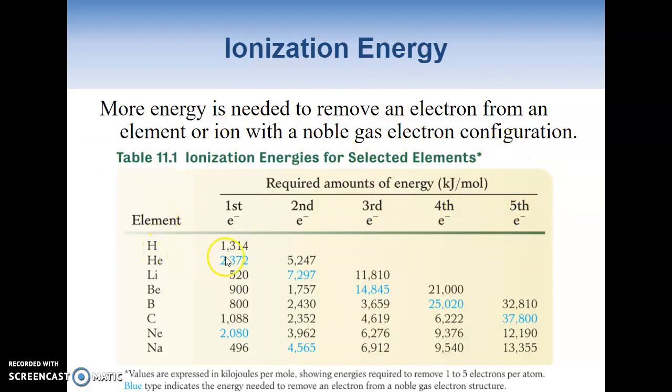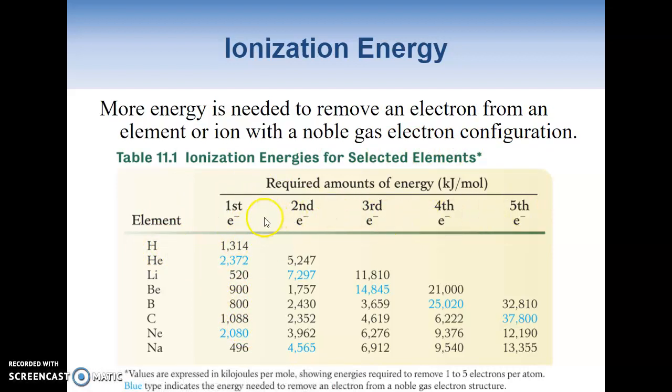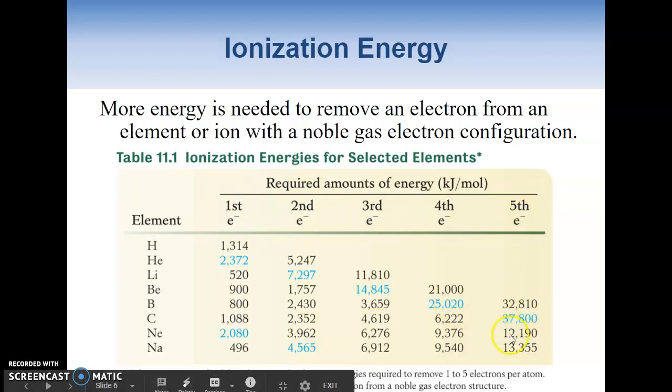Okay, again, these are our experimental values. The first, second, third, fourth, fifth, that's the amount of energy to lose the first electron, a second, third, fourth, and fifth. And as you lose more and more electrons, of course, it's going to take more energy.